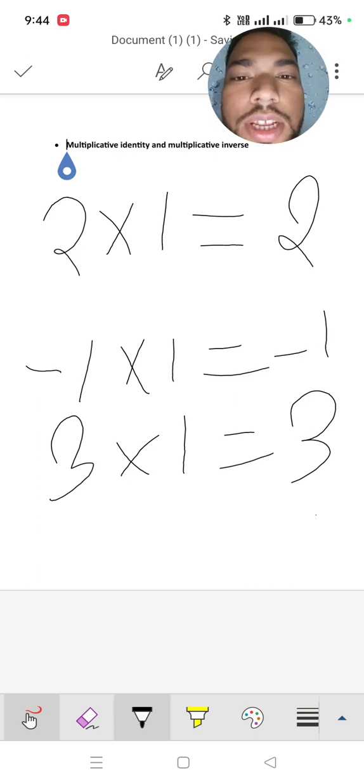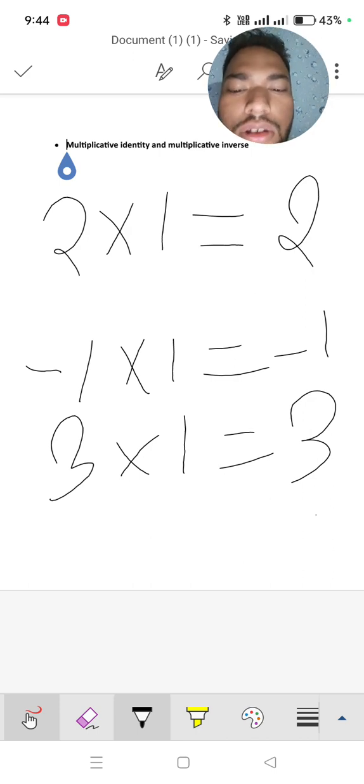Maybe all of you understood it. 1 is known as the multiplicative identity because when we multiply any number with 1, the answer will be the same. If we multiply 2 with 1, the answer will be 2. If we multiply -1 with 1, the answer will be -1. If we multiply 3 with 1, the answer will be 3. Like that, when we multiply any number with 1, the answer will be that particular number. That's why 1 is known as the multiplicative identity.